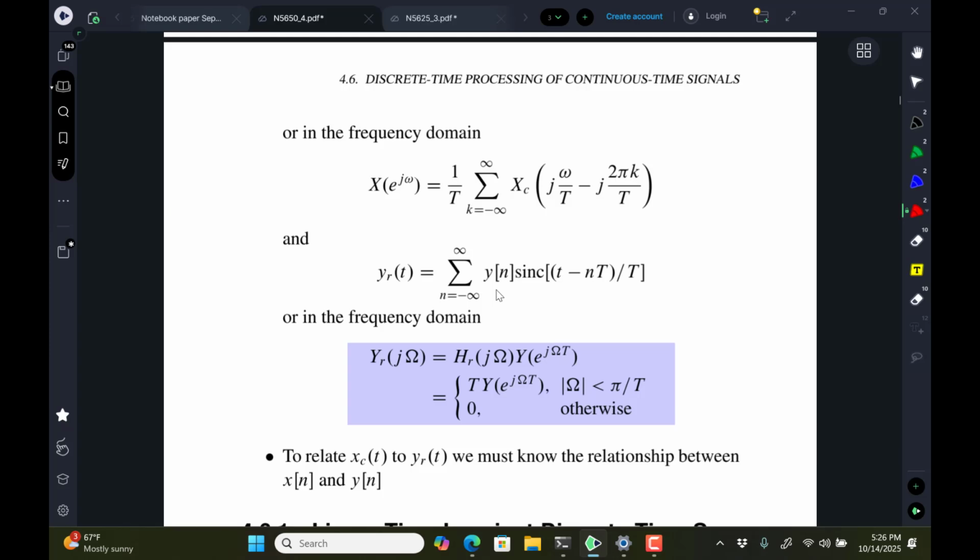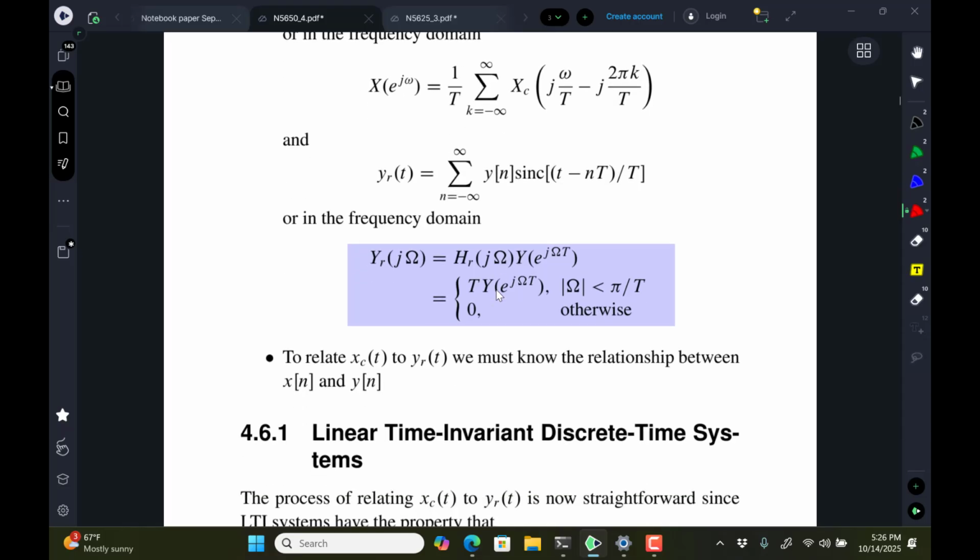So if we put that in the frequency domain for the output, that's just going to be the reconstruction filter times the output spectrum of y of n, and just write it out as a piecewise function saying it's going to be 0 otherwise, and this T is in here because remember that's the gain of the reconstruction filter. Remember that from last week.